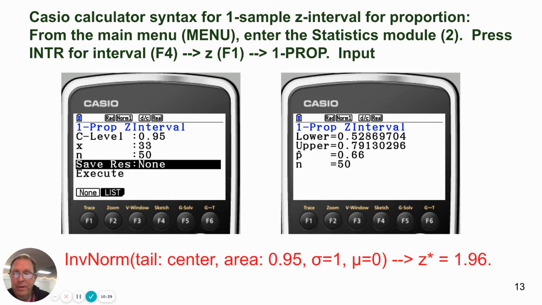So I hit tail center. Area is 95. So this is going to give me the Z that has 95% of the data in its center. I'm using sigma of 1 and mu of 0, so I'm using the standard normal distribution. And that tells me that Z star is 1.96. So I'm going to write that down on my answer sheet too.